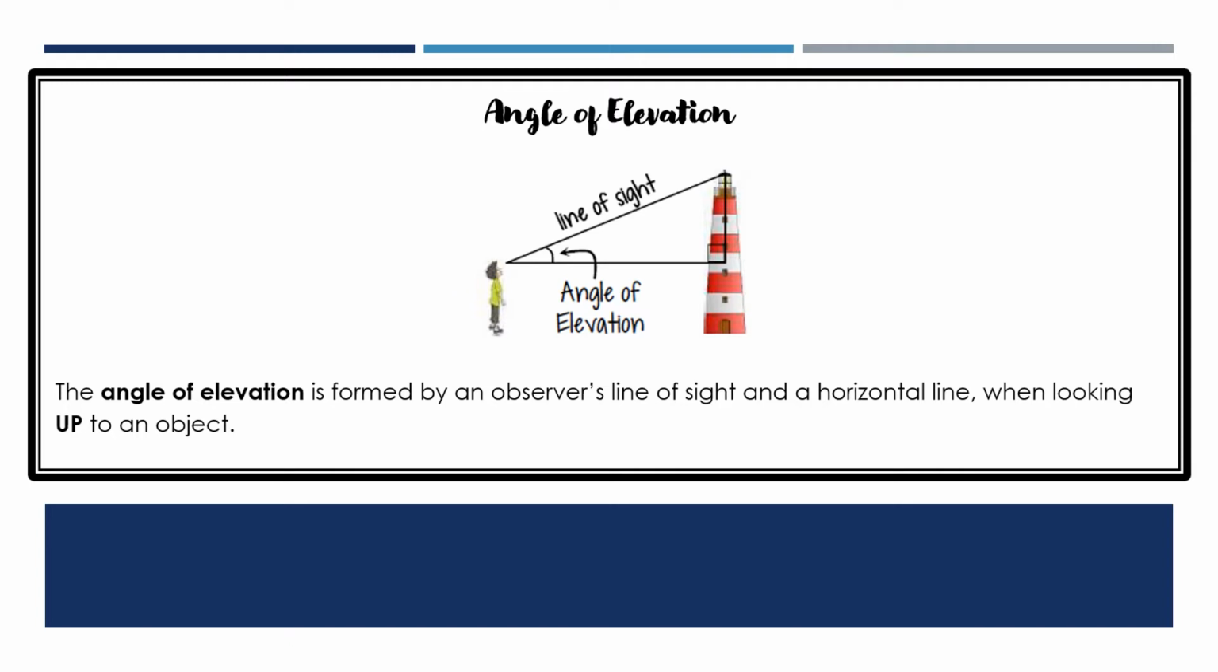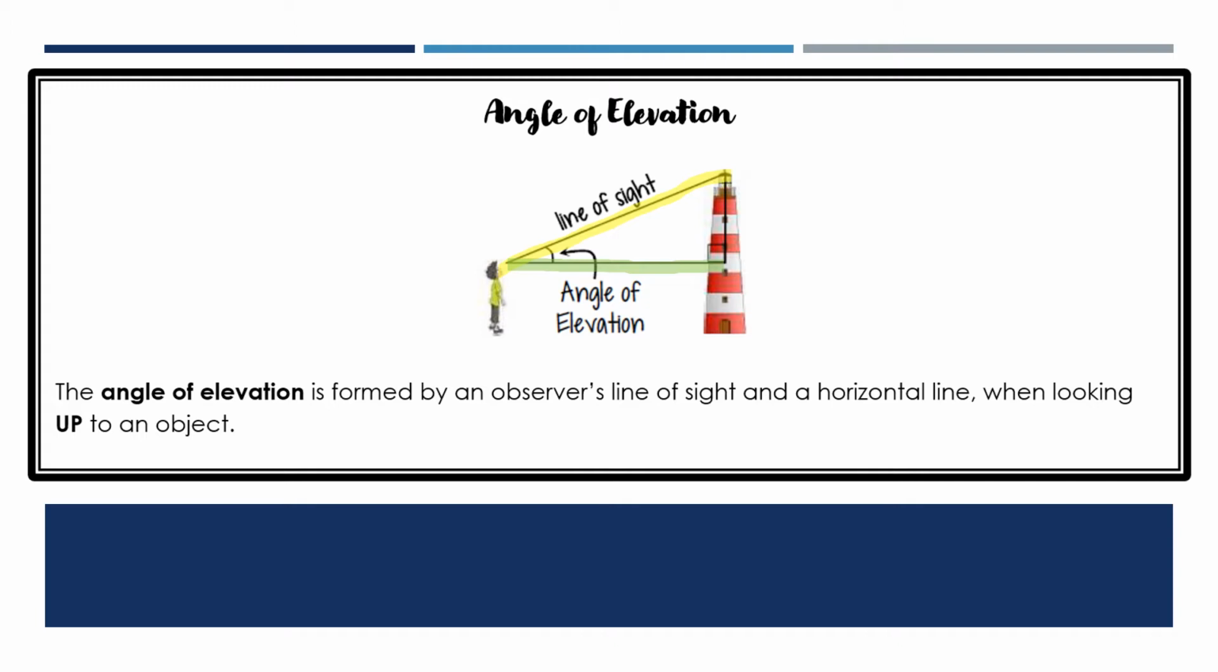The angle of elevation is created when your line of sight is looking up at an object. The angle of elevation is created by your line of sight. So your line of sight in this picture would be the hypotenuse, and then a horizontal line would be the adjacent leg to your angle of elevation. Okay, so the angle of elevation is that angle right there in between those two.